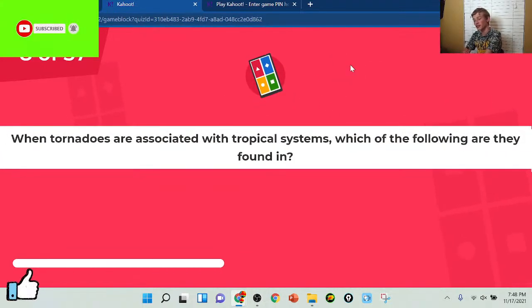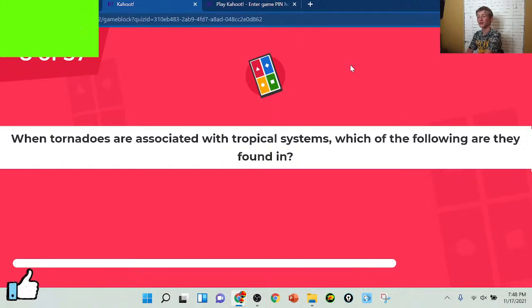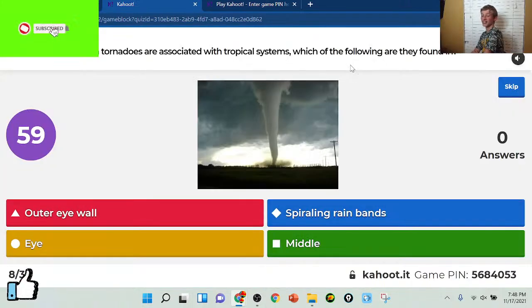When tornadoes are associated within tropical systems, which of the following are they found in? The outer eye wall, the eye itself, the spiraling rain bands, or in the middle?